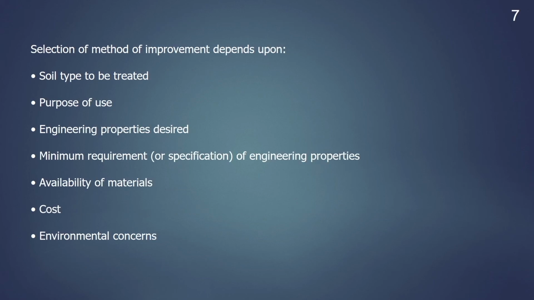Now, there are several types of chemical methods available, so we need to decide which method to select. That selection depends on the soil type, the purpose of the use, the engineering properties which we need, the minimum requirement or specification for engineering properties, the availability of the material, the cost, and the environmental concern. So, these are the different points which we need to consider while selecting a method of soil stabilization.